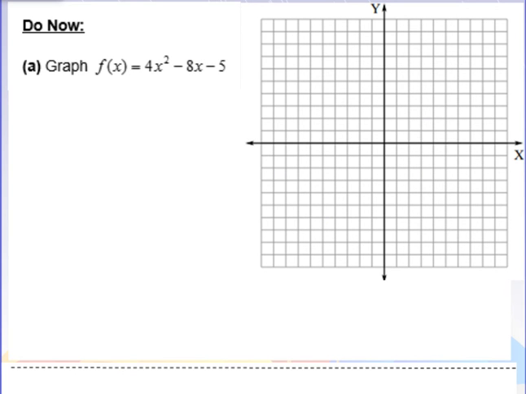At the top of your worksheet, there is a little mini do now here, so I'd like you to pause the video and graph this function. You can use your calculator, so make sure you have that out and ready to go so you can make your table of values. Please pause the video, make your table of values, and create your graph. Also, please label all of your key features when you create your graph. So at this time, please pause the video.